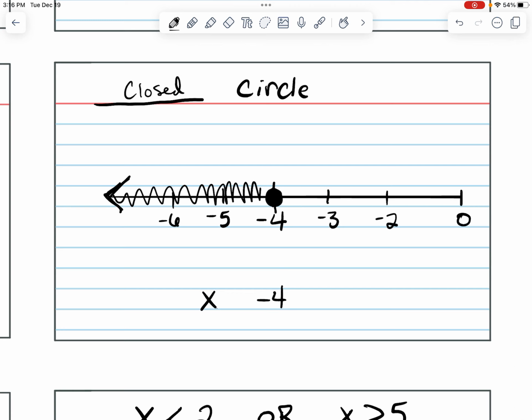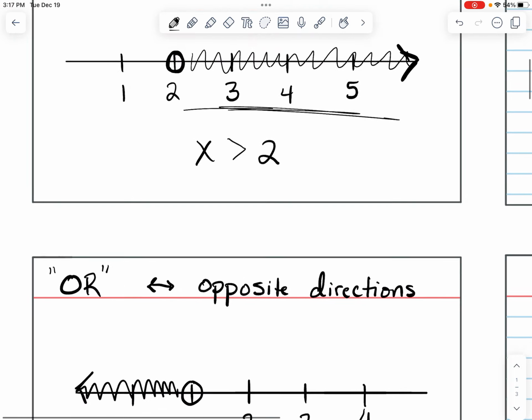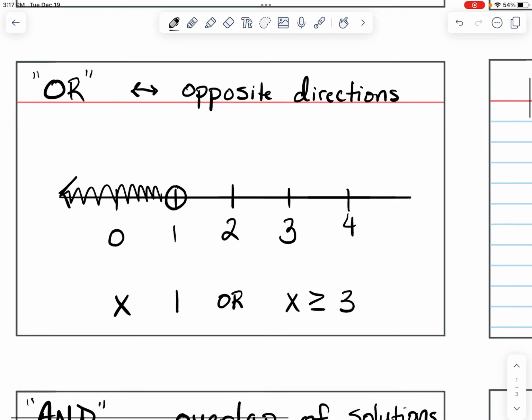Okay, a closed circle. The closed circle symbols are going to be greater than or equal to, with a line underneath, or less than or equal to, with a line underneath. So this particular inequality, these numbers that are shaded are numbers lower than -4. So we need to use the less than or equal to since we have a closed circle here.